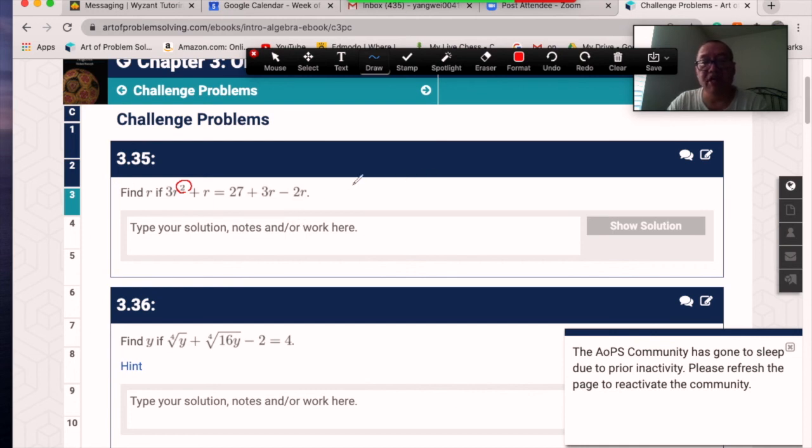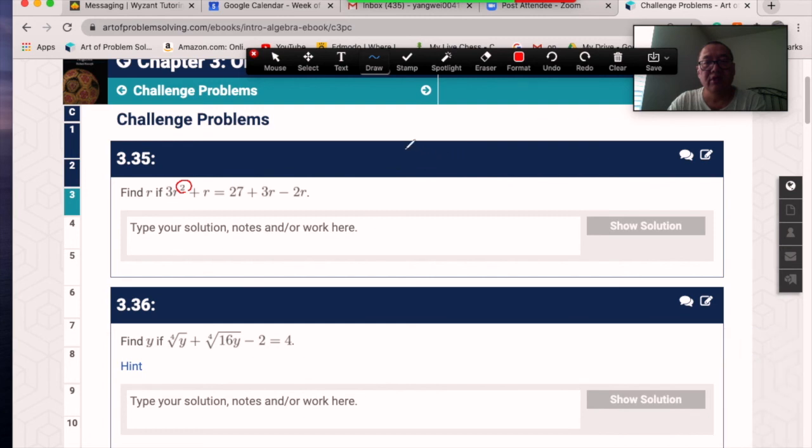Quadratic means twice. So now let's see how we can solve this equation. To solve this equation, simplify both sides first. The left side you cannot simplify. You just write 3r squared plus r, then equals 27 plus r, because 3r minus 2r is r.